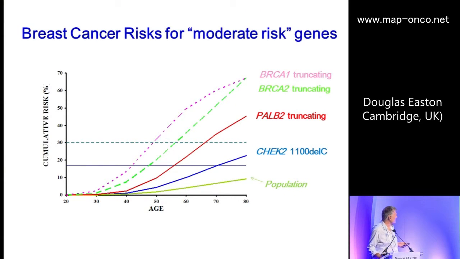But it's important to remember that these risks are highly variable. How you would counsel somebody who has a BRCA1 and 2 mutation is quite different from somebody who's a carrier of some of these other variants. And one of the challenges is that the risks depend not only on the gene, but also on the variant.